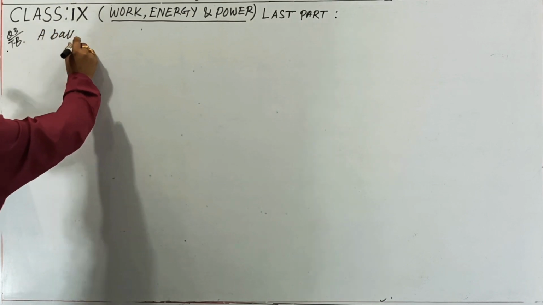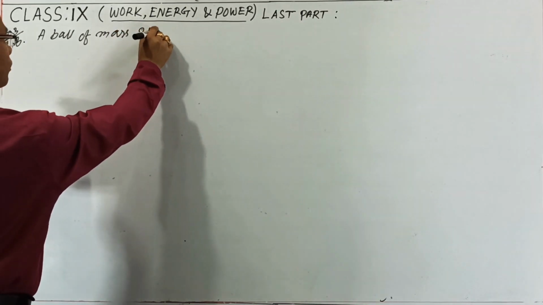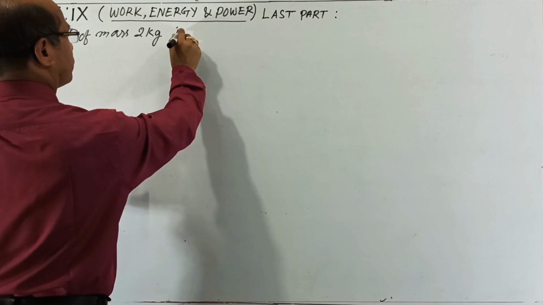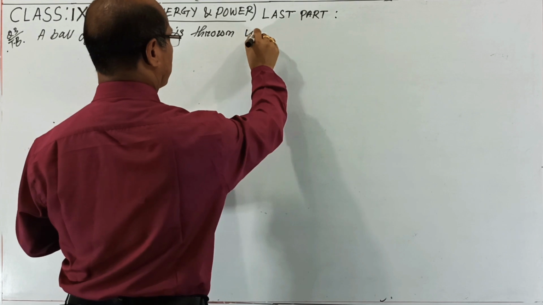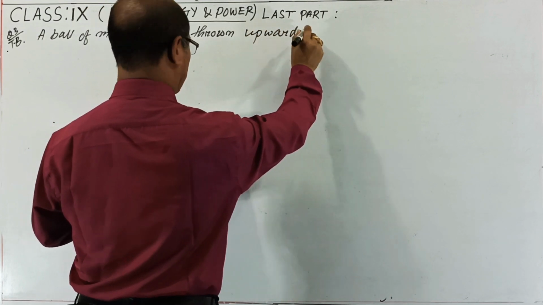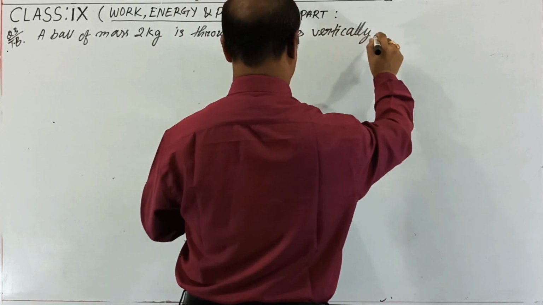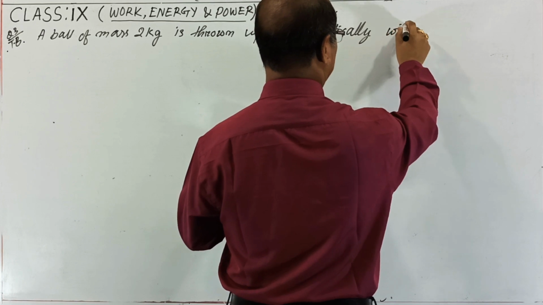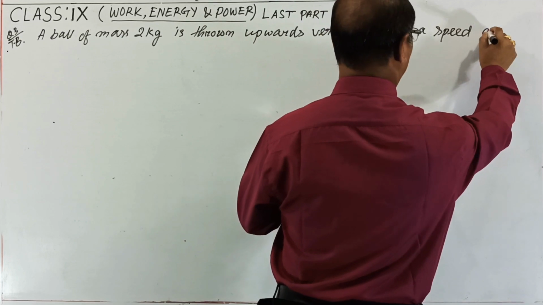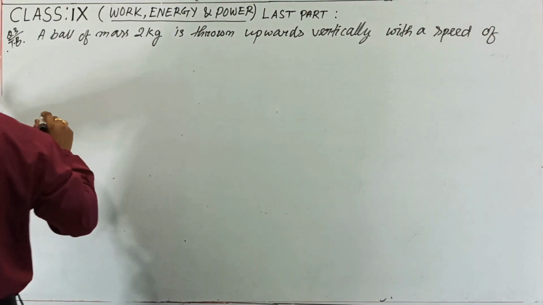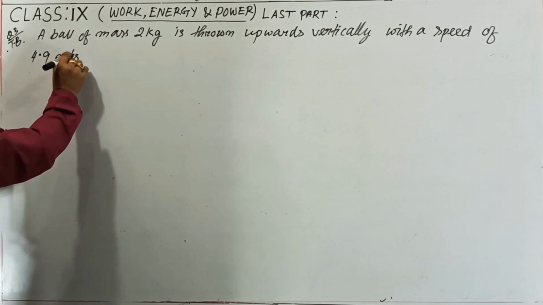Question number 3 of your textbook: a ball of mass 2 kilogram is thrown upwards vertically with a speed of 4.9 meter per second.